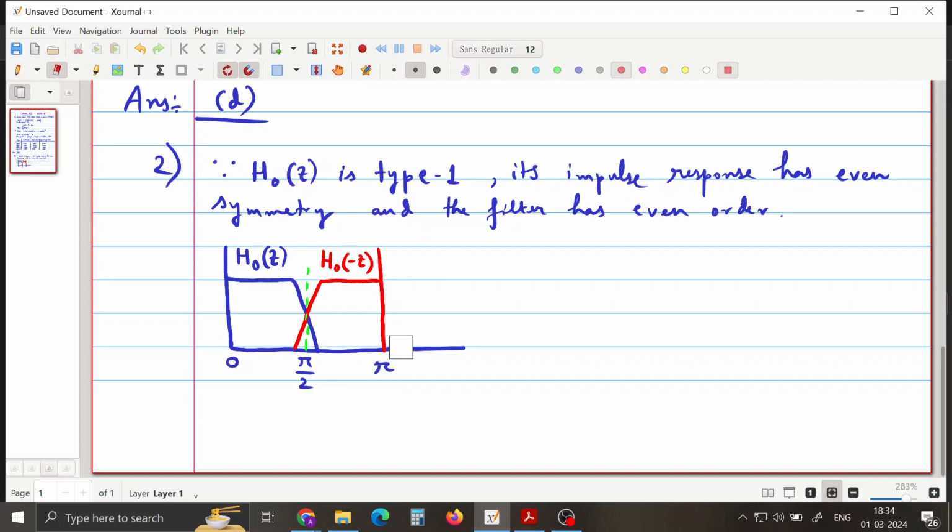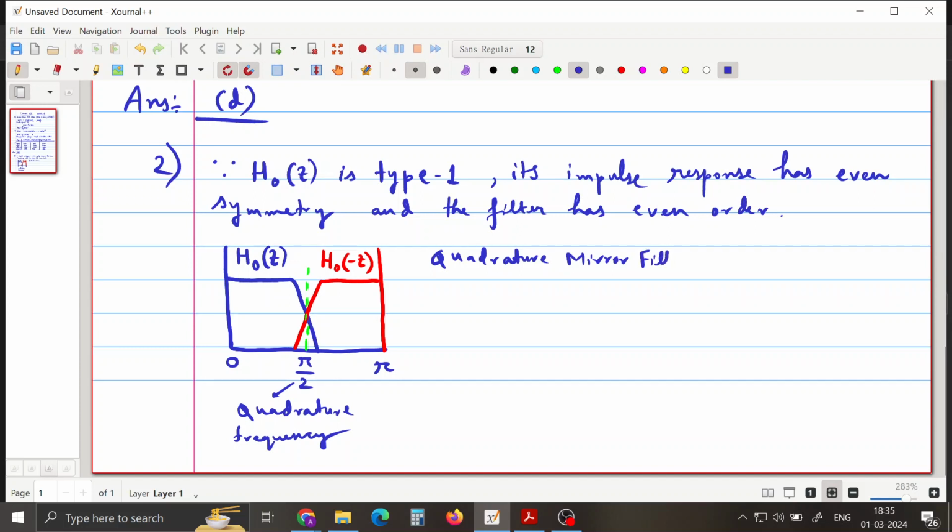We have seen this type of figure, and also this frequency, as I mentioned before, this pi by 2 is also known as your quadrature frequency. Quadrature mirror filter, or QMF for short. So quadrature mirror filter pair means if I denote the other filter as H1 of Z, then H1 of Z is basically, as we just saw and as I have drawn in the diagram, equal to H naught of minus Z.